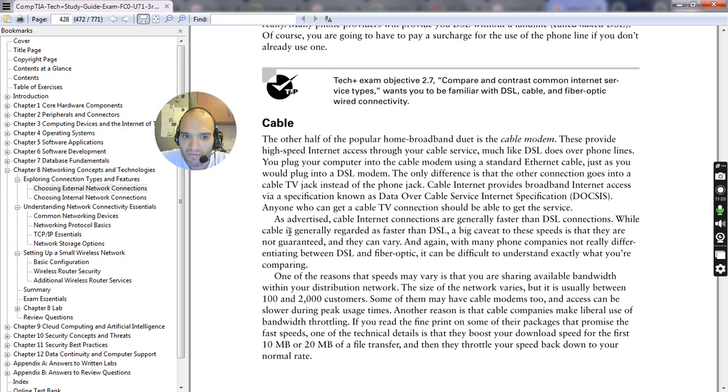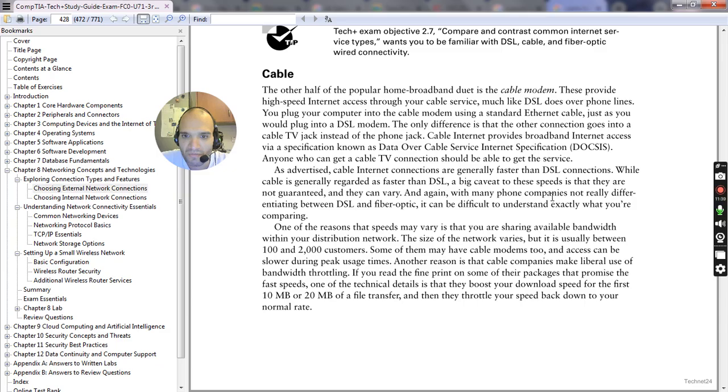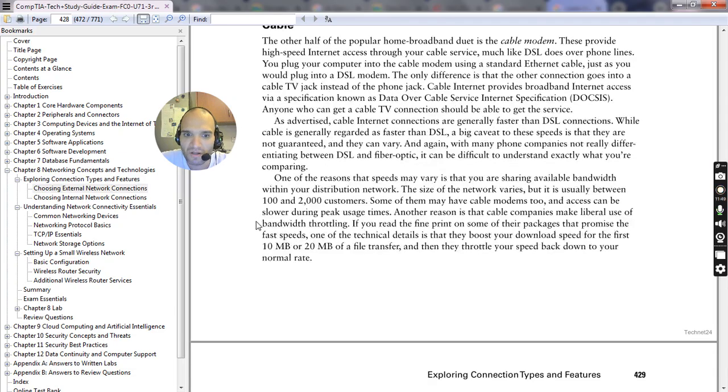While cable is generally regarded as faster than DSL, a big caveat to these speeds is that they are not guaranteed, as they can vary. And again, with many phone companies not really differentiating between DSL and fiber optic, it can be difficult to understand exactly what you are comparing.